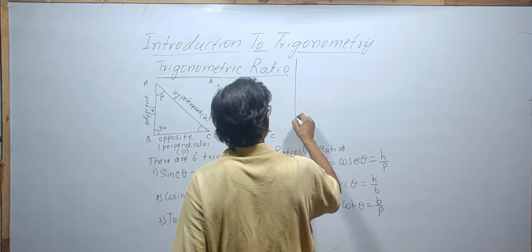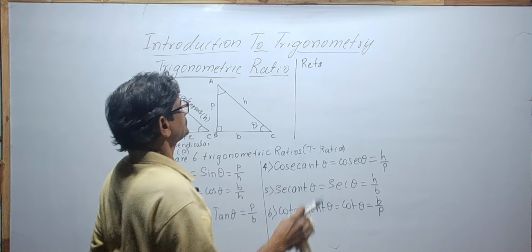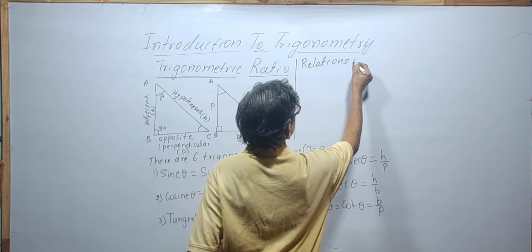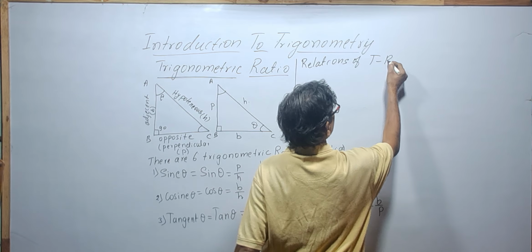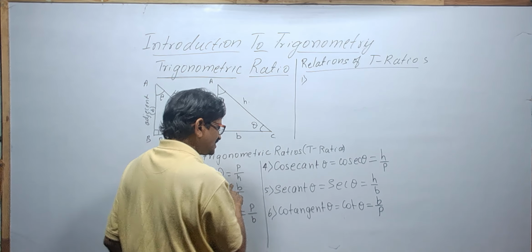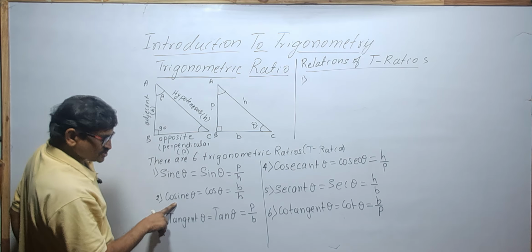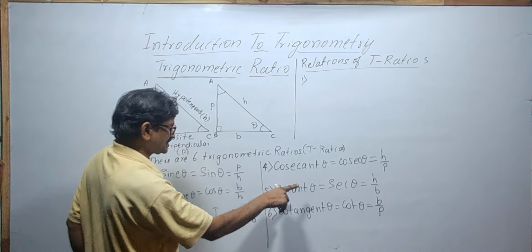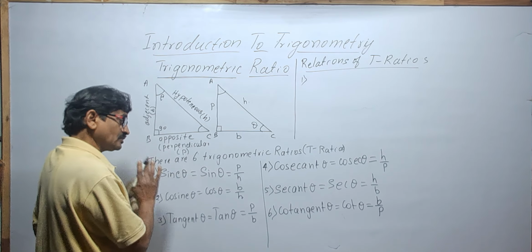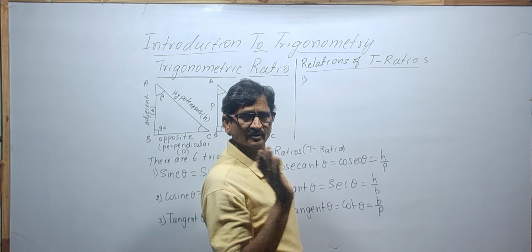After that, there is one more topic: relations of trigonometric ratios, relations of T ratios. The inverse of sin theta is cosec theta, the inverse of cos theta is sec theta, and the inverse of tan theta is cot theta. I will write all of them here.